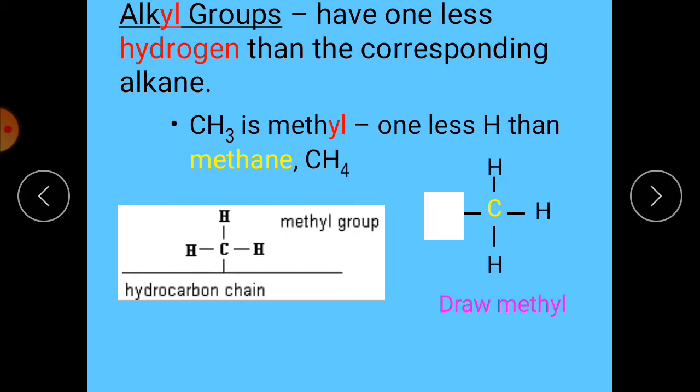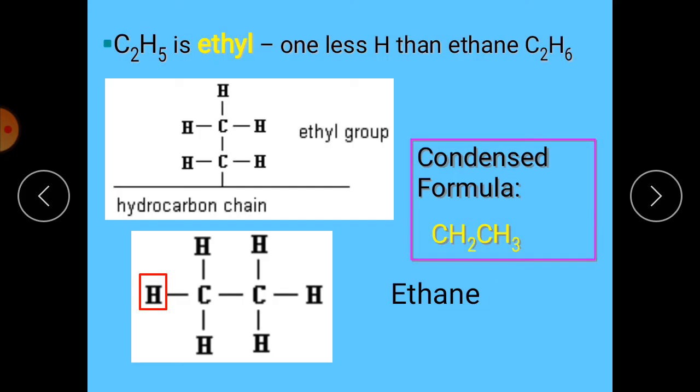Now if we have ethane, the formula of ethane is C2H6. We have 6 hydrogens, and then the name of the hydrocarbon is ethane. But if we remove one, any hydrogen, we can write it like this. The formula will be C2H5. So we can say this is ethyl. And how can we write its condensed formula? CH2CH3.